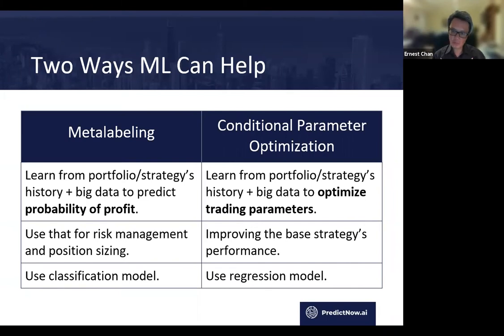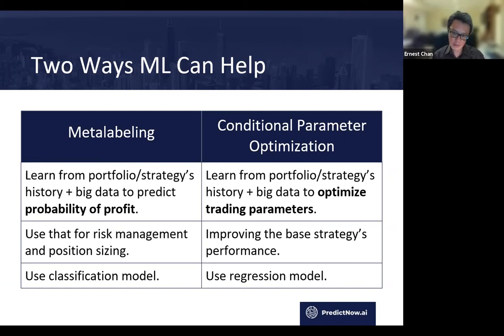Okay, so again, meta labeling is to use the probability of profit that the machine learning predictive model established for risk management and position sizing. Determining what portfolio allocation you should use, deciding what leverage you should use. That's meta labeling, and it's again well known since the publication of Advances in Financial Machine Learning. But conditional parameter optimization is different. It is to improve the base strategy's trading performance, not just using capital allocation to manage its risk, but actually changing to some extent the base strategy, because the parameters can be different for every trade.